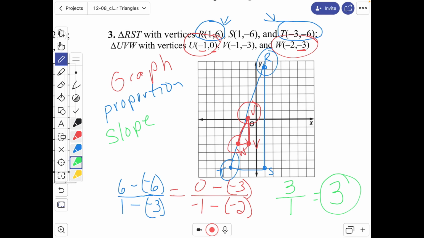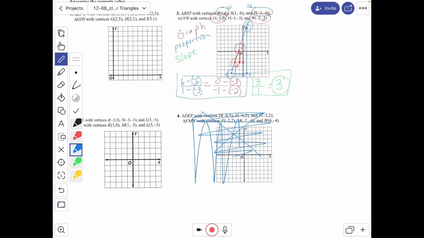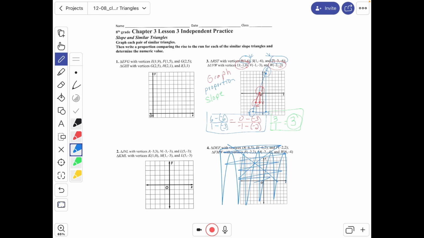So there's 3 things you have to do on each question. Graph it, write the proportion, that's this, and find the slope. And again, you can skip number 4. So there should be 3 problems for you to do by yourself.